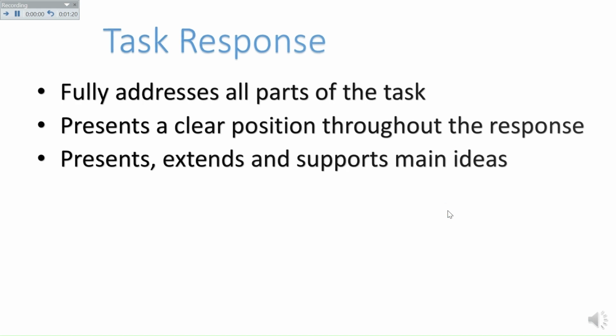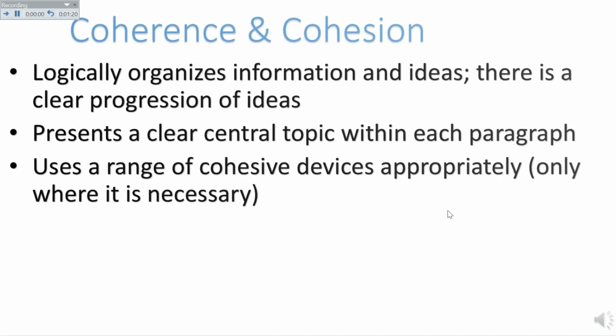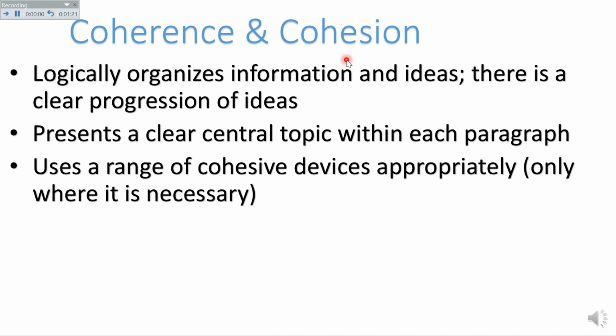So let's see what the next one is. It says coherence and cohesion. This is basically the structure of the essay. It says logically organizes information and ideas. There is a clear progression of ideas. What does it mean by clear progression? It means that there should be a sequence of statements, like a sequence of ideas. Your statements should flow in a cycle. Each statement should be supporting the other. You cannot just write random statements, where one statement is not supporting the next. That's not how you write in the IELTS. You should have a clear progression, like your ideas should be supporting each other.